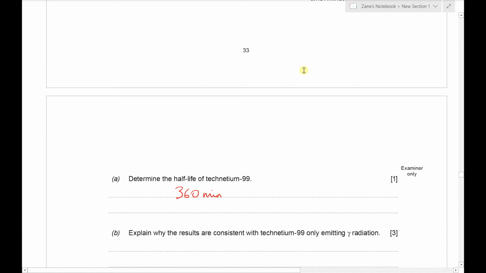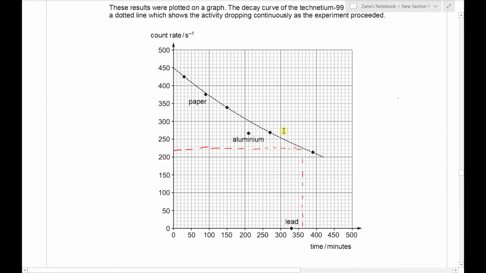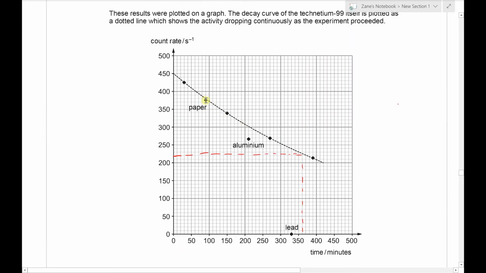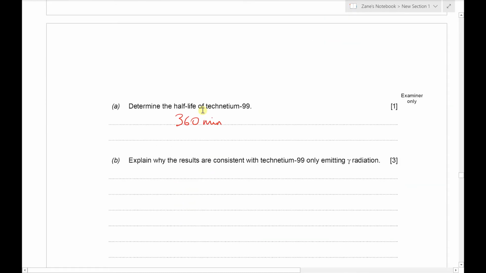Next, we've got to explain why the results are consistent with the technetium-99m only emitting gamma radiation. Well, the first thing is, with paper in the way, there's no noticeable drop in the count rate, so therefore there's no alpha. So let's put that down. So no drop with paper, therefore no alpha present.